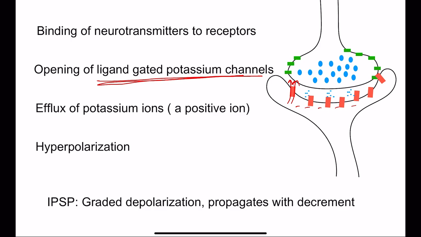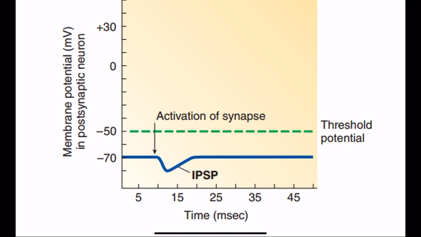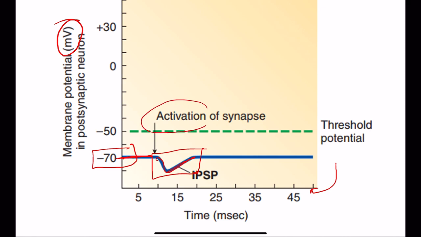On the other hand, EPSP was due to opening of ligand gated sodium channels and closure of ligand gated potassium channels. Understood? So these two mechanisms, each for EPSP and IPSP, we should remember. So let us see the same in diagrammatic manner. Again, the x-axis is showing time in milliseconds and the y-axis is showing membrane potential in millivolts. This is the resting membrane potential, minus 70 millivolt. And there is a decrease in the potential due to this signal coming from the presynaptic neuron to the postsynaptic neuron. Here it is written activation of the synapse, but basically any potential change which is occurring is due to synaptic transmission.